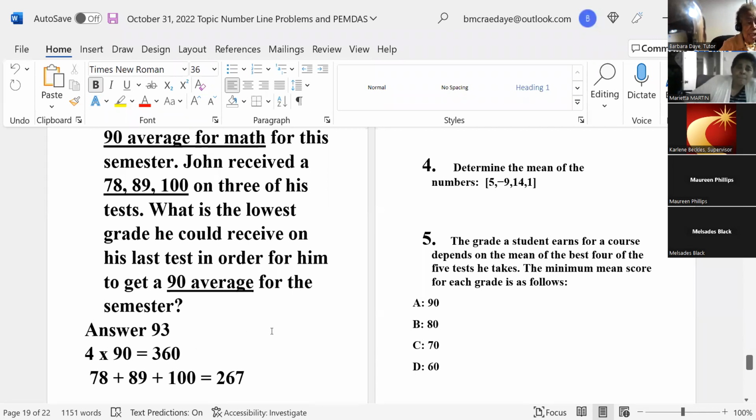So to get a 90 average, you need to know what total you need on this fourth score to make a 90 average. Add up the three scores, subtract from the 360, and you have your answer. Got it? Yeah, but I think this one is much easier.